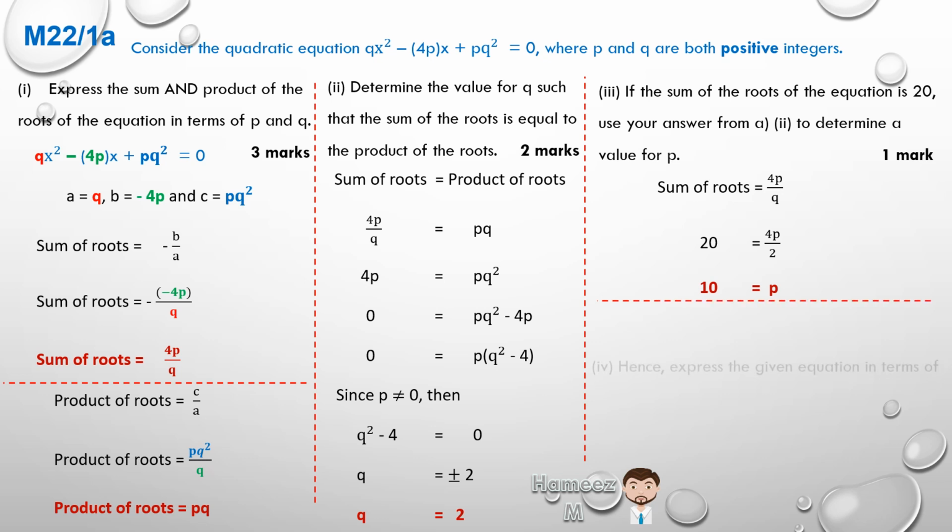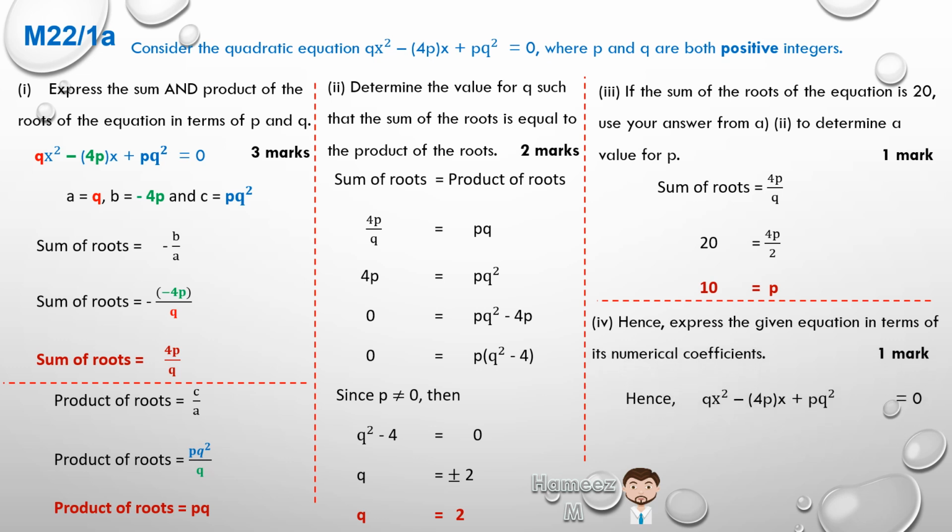Part 4. Hence, express the given equation in terms of its numerical coefficients. So if we rewrite our equation, qx squared minus 4px plus pq squared, and we substitute, we know q is equal to 2, and we know p is equal to 10, so that will give us 2x squared minus 4 by 10x plus 10 by 2 squared is equal to 0. So that gives us 2x squared minus 40x plus 2 2s are 4 by 10 is 40 is equal to 0.